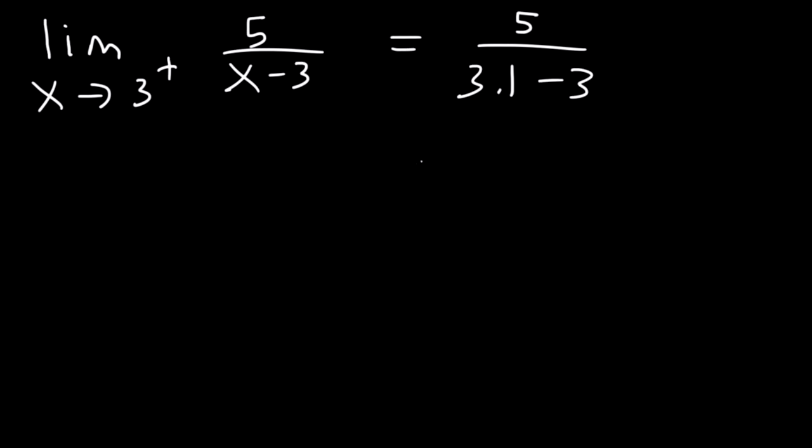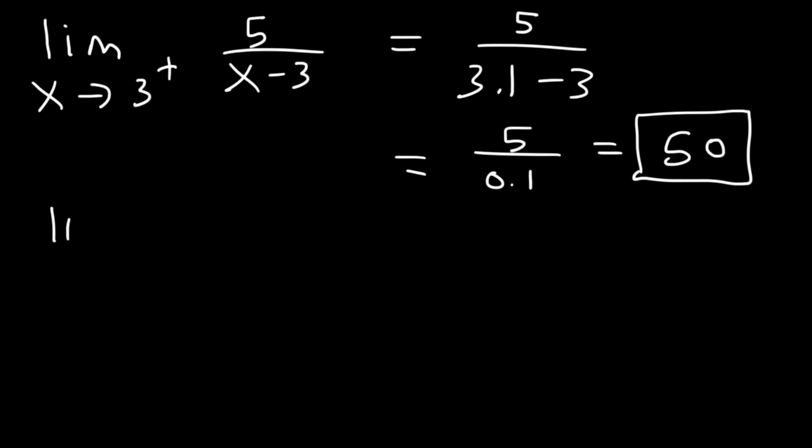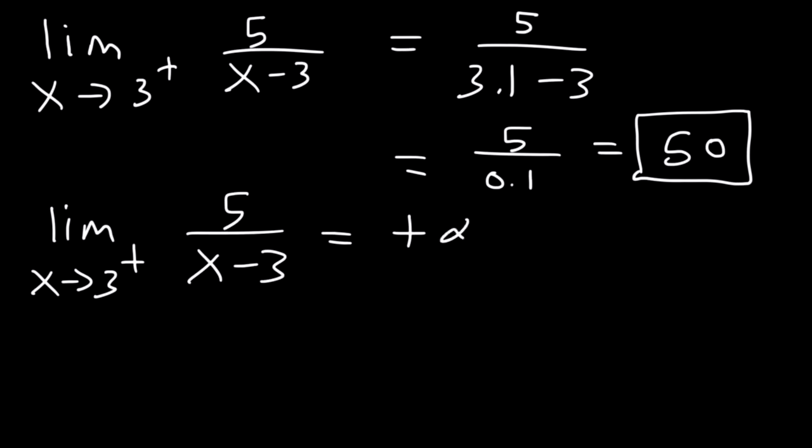What is the limit as x approaches 3 from the right of 5 divided by x minus 3? Let's go ahead and evaluate this one. So for 3 from the right, we can plug in 3.1. 3.1 minus 3 is 0.1. 5 divided by 0.1 is 50. So notice that we have a very large positive value. Therefore, the limit as x approaches 3 from the right of 5 divided by x minus 3 is going to be positive infinity.